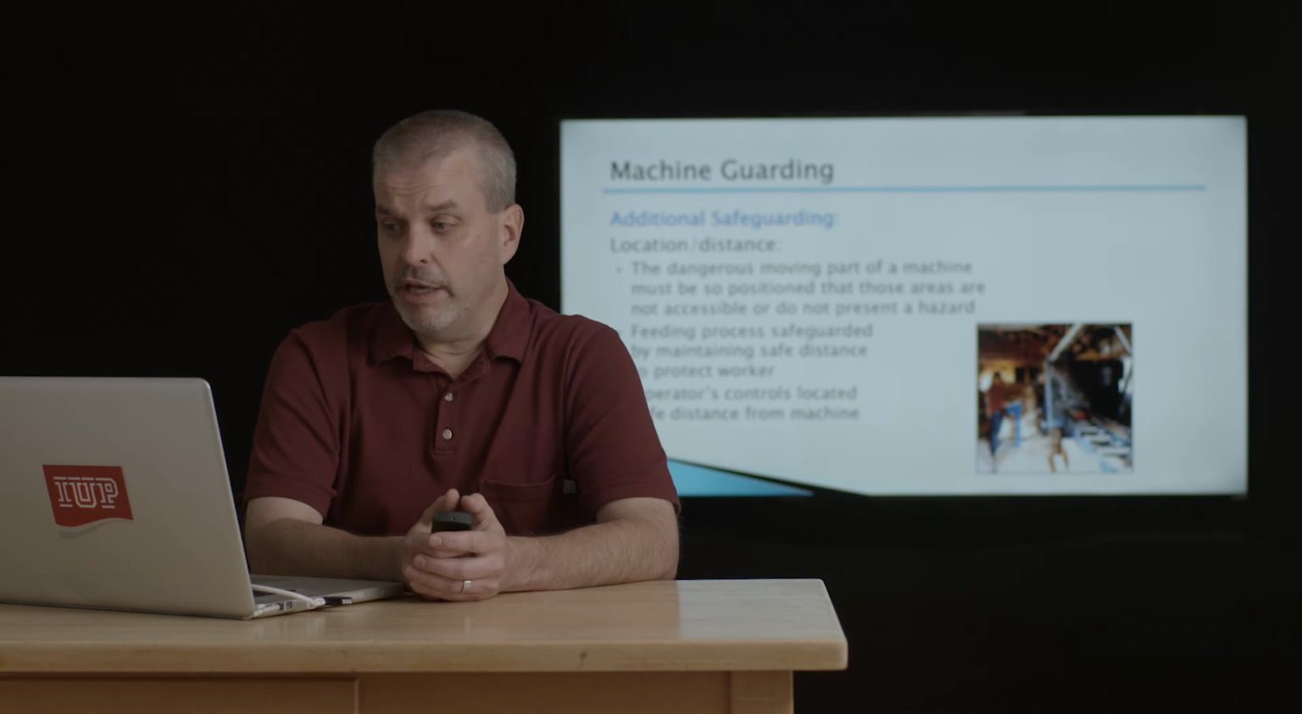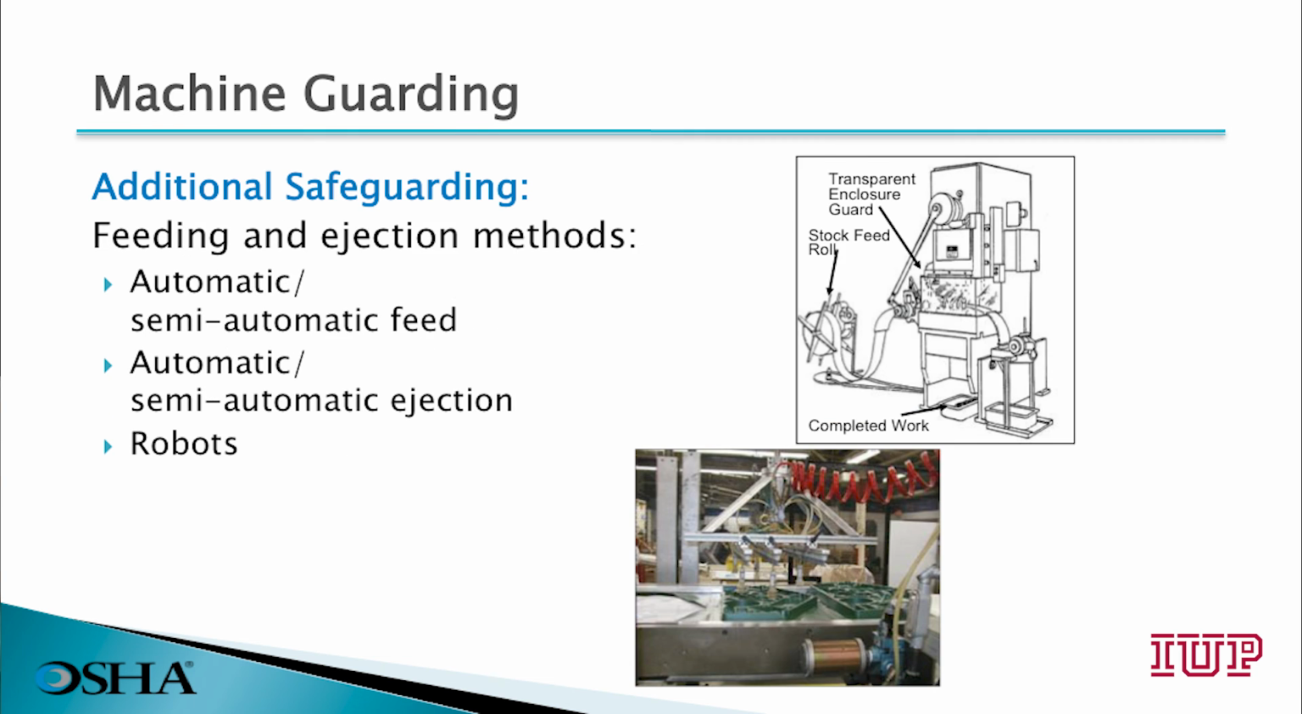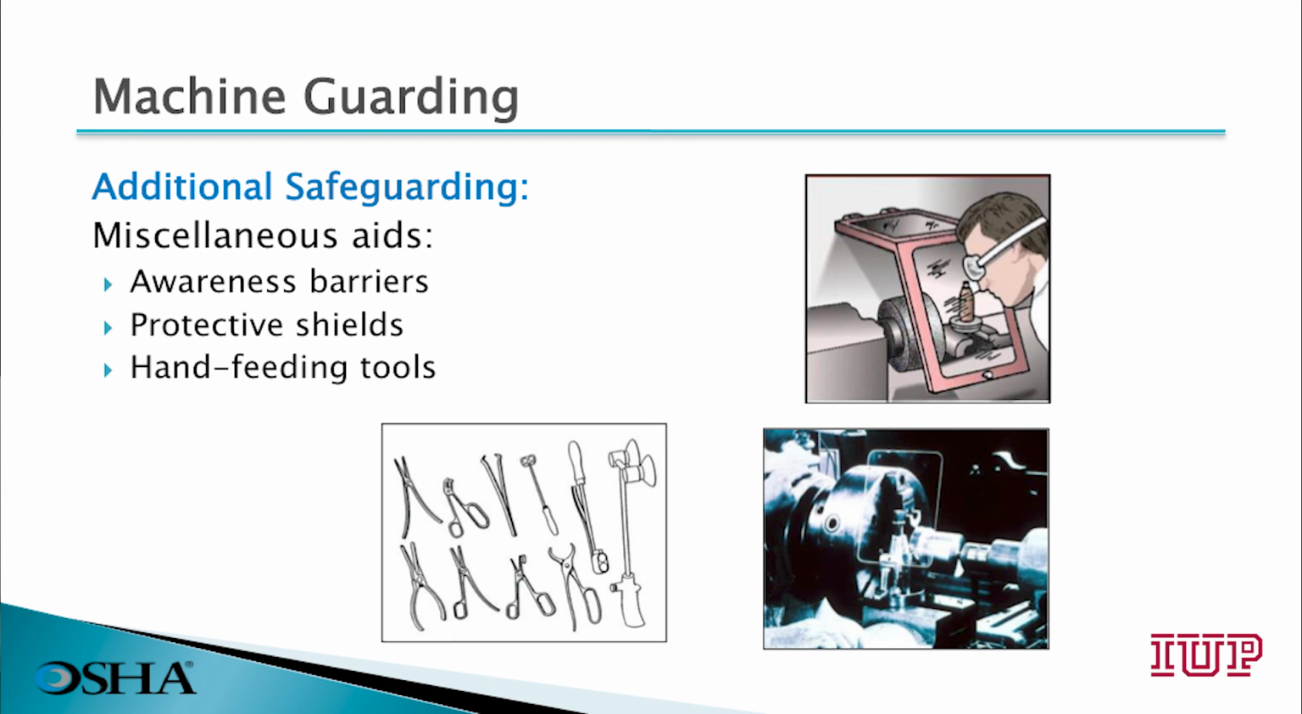Safeguarding can include location and distance. The dangerous moving part of a machine must be positioned so those areas are not accessible and do not present a hazard. And operator controls are located at a safe distance from the machine. Feeding and ejection methods include automatic or semi-automatic feeds or automatic and semi-automatic ejections. An additional safeguard may include the use of a robot. Other miscellaneous aids for safeguarding include awareness barriers, protective shields, and hand feeding tools.